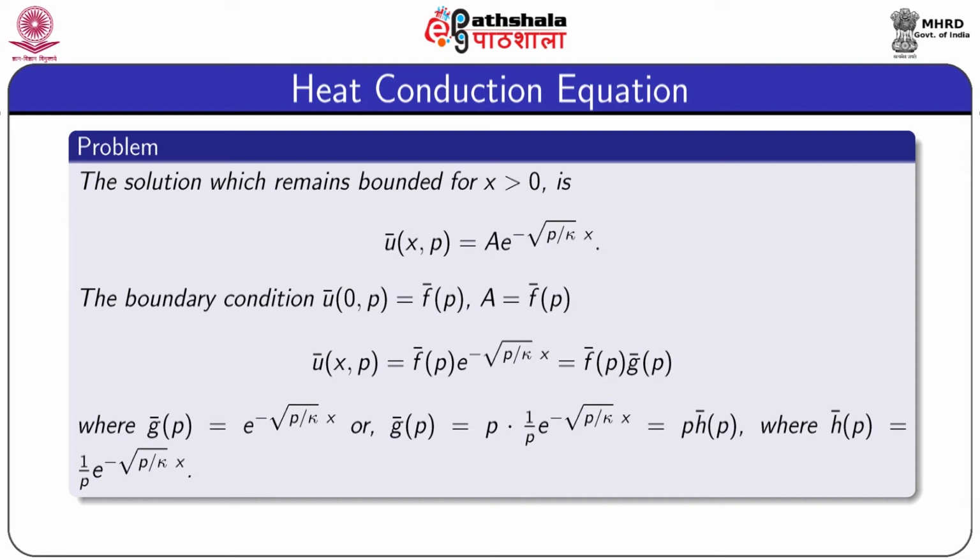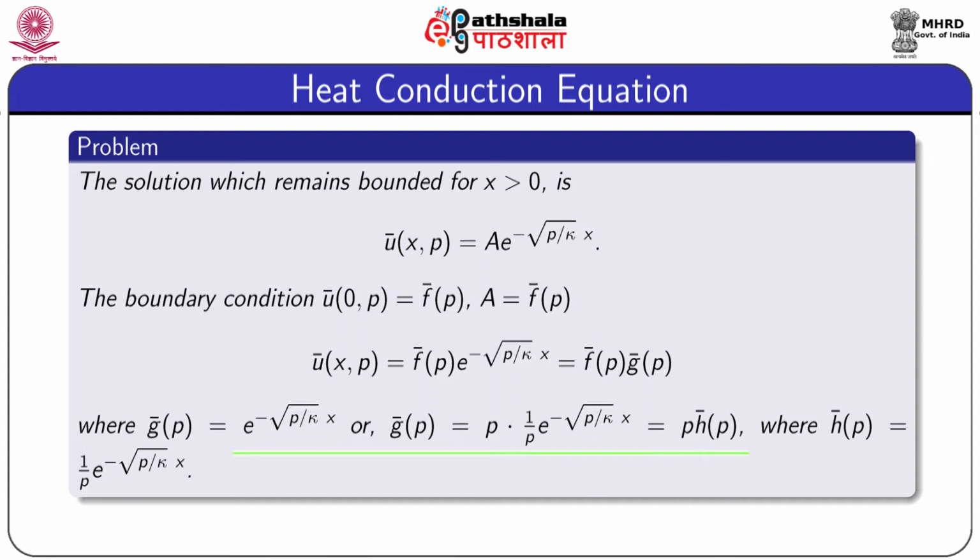If we use this condition in this solution, we obtain the value of A as f bar p. Therefore, the solution becomes u bar (x,p) equals f bar p into e to the power minus square root p by kappa into x. This can be expressed in the form f bar p into g bar p, where the g bar function is e to the power minus square root p by kappa into x. Now, we have to apply the inverse Laplace transform to find the value of u as a function of x and t.